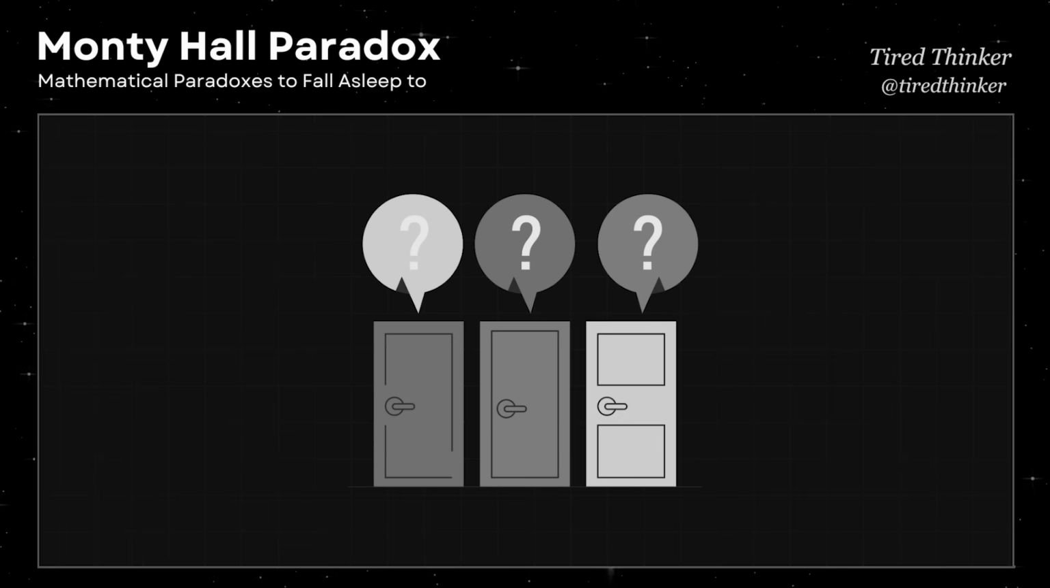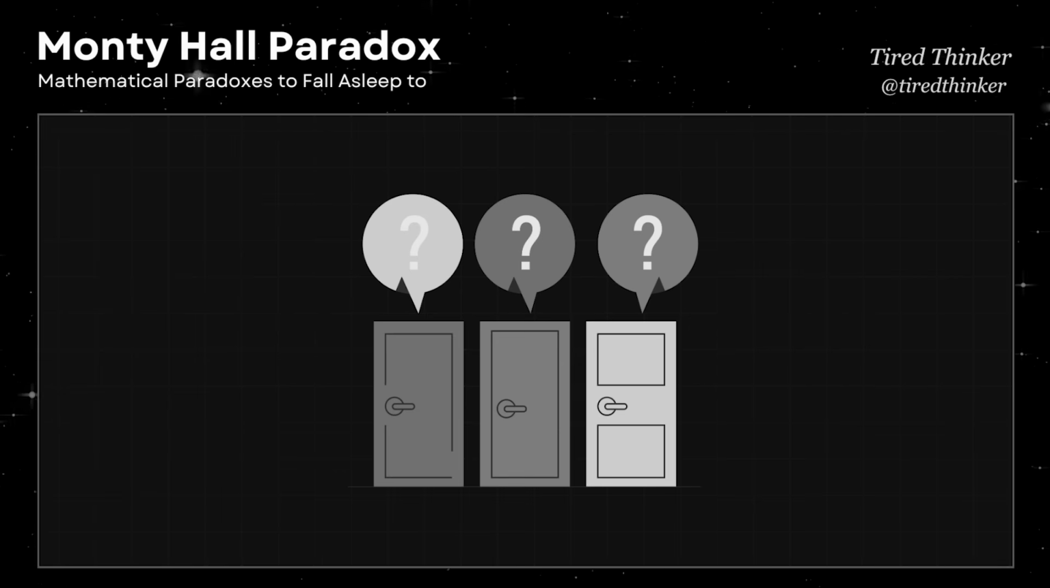The Monty Paradox is a problem that confuses many people. It comes from a game show where a contestant must pick between three doors. Behind one door is a car. Behind the other two doors are goats. The contestant picks a door but does not open it.